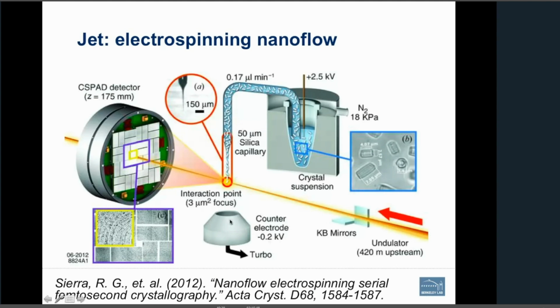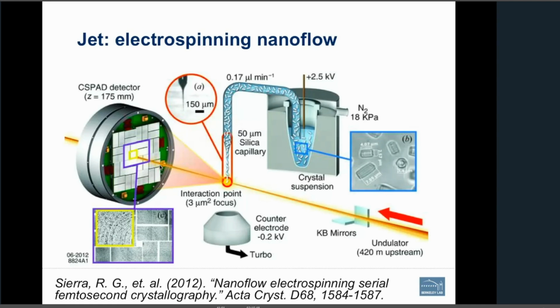In this case, a counter electrode for this nanoflow electrospinning device is drawing a solution, a crystal slurry, out of a suspension into the beam using positive and negative electron differential. And so what we're able to do is run the X-ray free electron laser at 120 hertz and have enough crystals saturating that frequency to be able to collect data very rapidly, one shot per crystal.